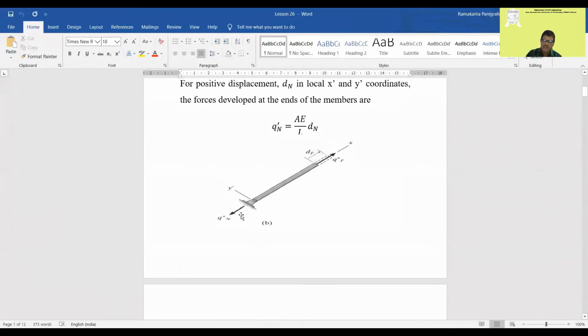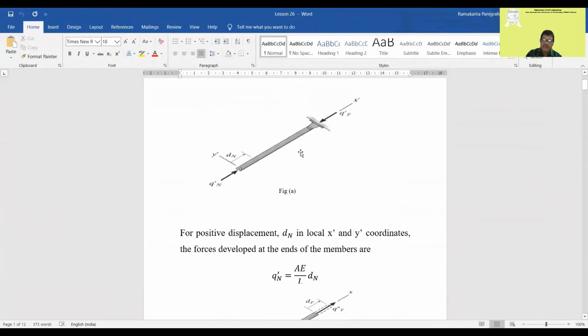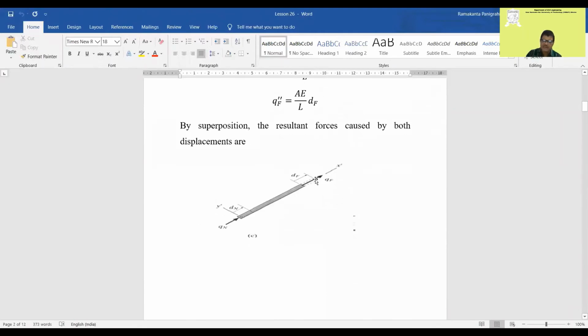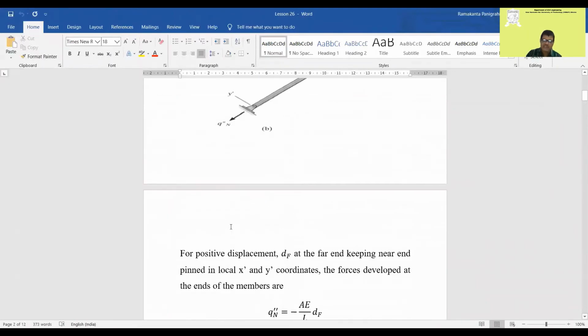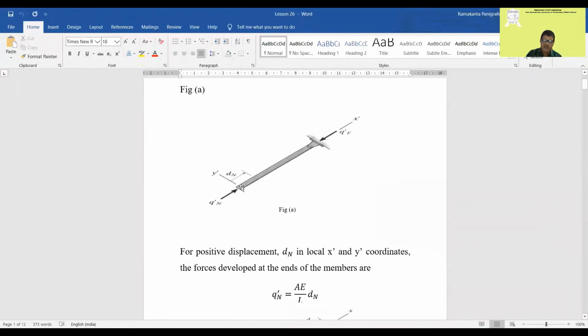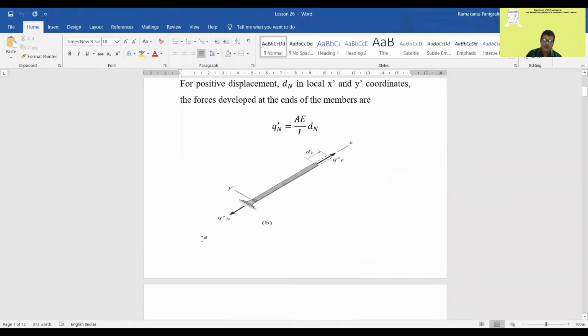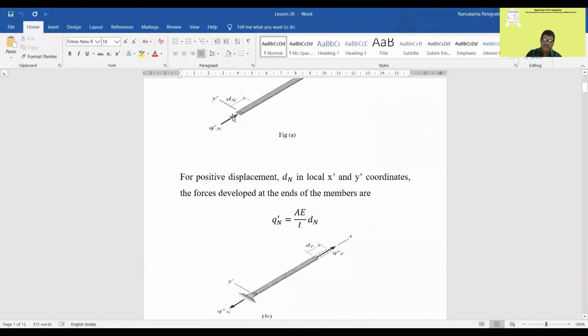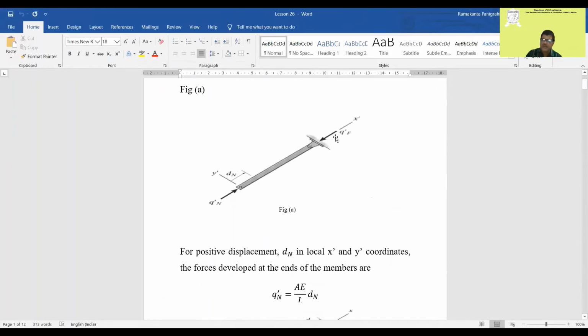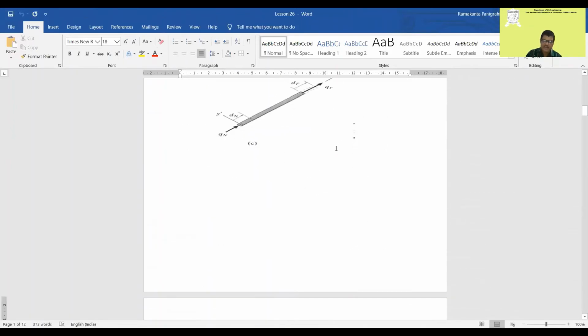Here are the forces at this end, and here are the forces at that end. The force at this end and this force are to be added, and here this force and this force are to be added. So here Qn dash plus Qn double dash: one is positive, the other negative. It is AE by L dn and AE by L df minus. Similarly here, AE by L df plus and AE by L dn minus. So accordingly you have to write the equation.